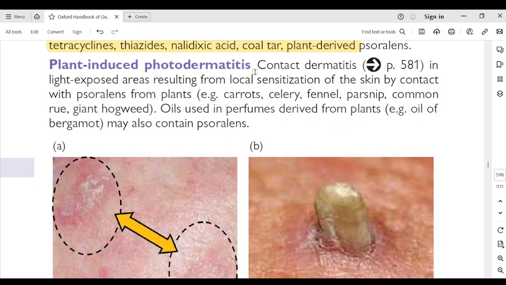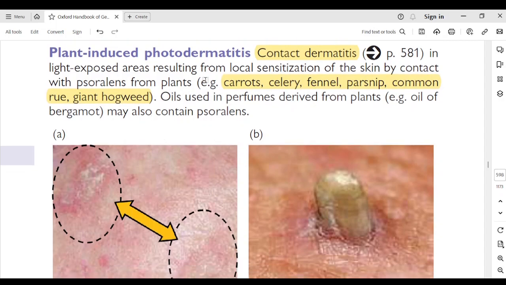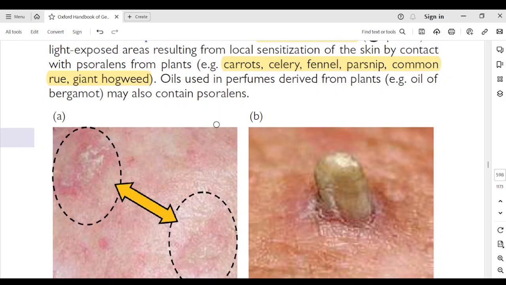Plant-induced photodermatitis. Contact dermatitis in light-exposed areas resulting from local sensitization of the skin by contact with psoralens from plants like carrots, celery, fennel, parsnip, common rue, and giant hogweed. Oils used in perfumes derived from these plants, for example oil of bergamot, may also contain psoralens.